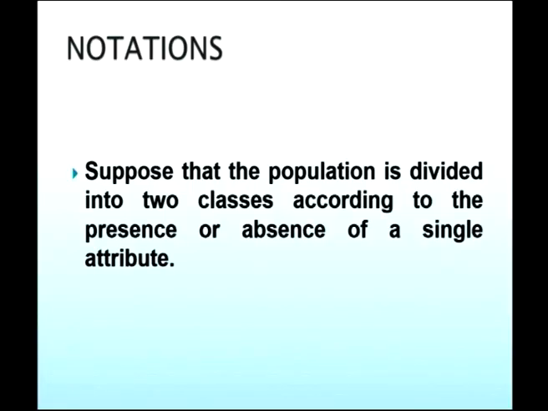The population will be divided into 2 subclasses based on the attribute. That is, the 2 subclasses are possession of the attribute as one class and non-possession of the attribute as the second class. This kind of classification is called dichotomous classification. The population is divided into 2 classes according to the presence or absence of a single attribute.